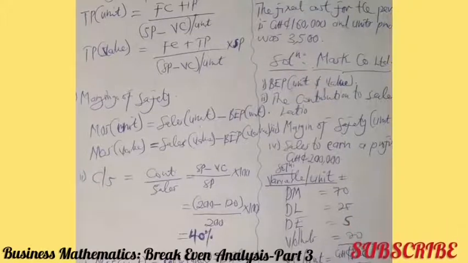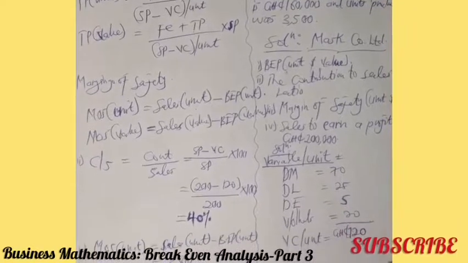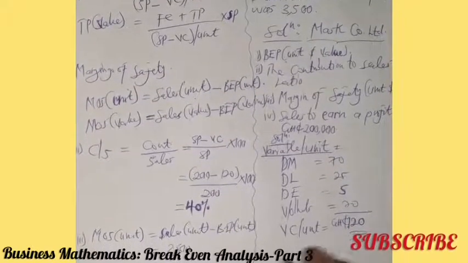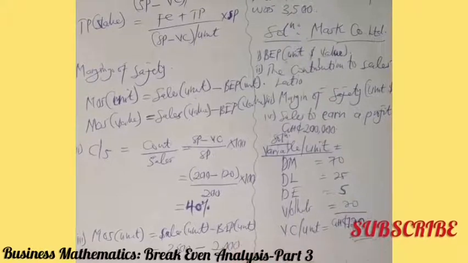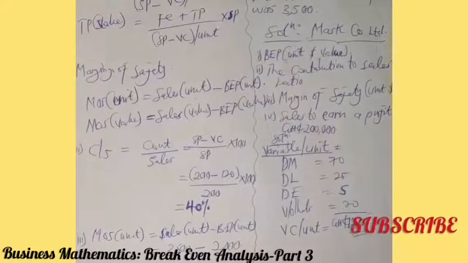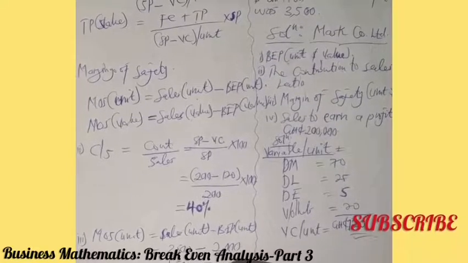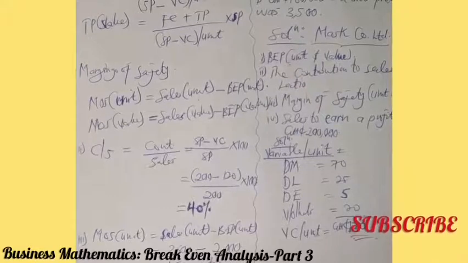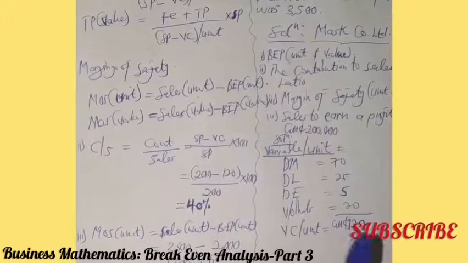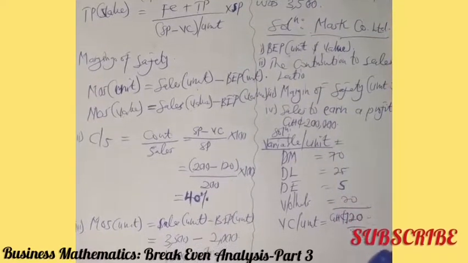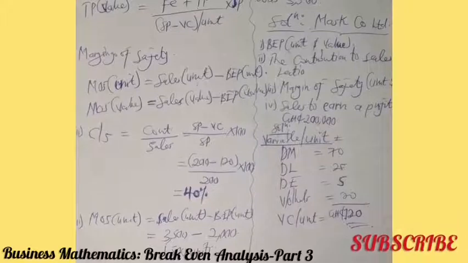So here my sales in units was given in the question as 3,500. Then with my calculator, I had break-even in terms of unit to be 2,000. So it means that my margin of safety is 1,500 units, and this is the level of units that you produce, you can make profit. That's margin of safety in terms of units.